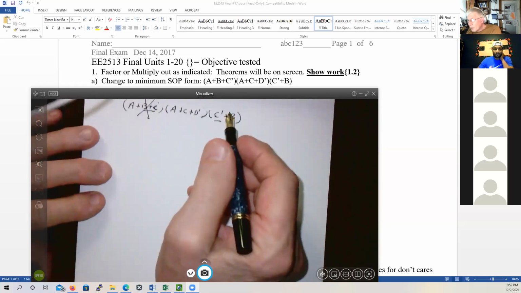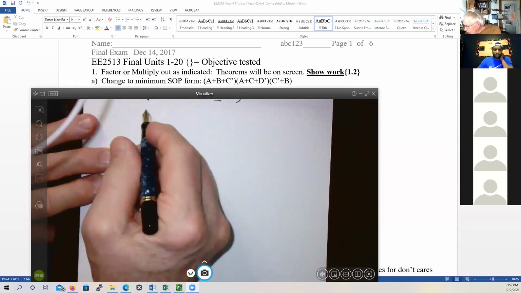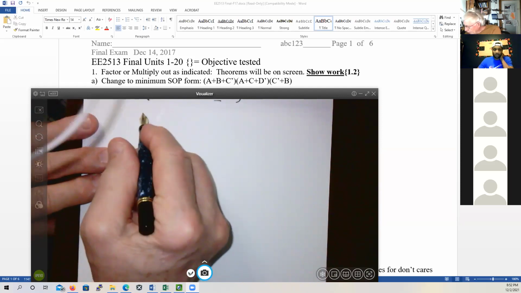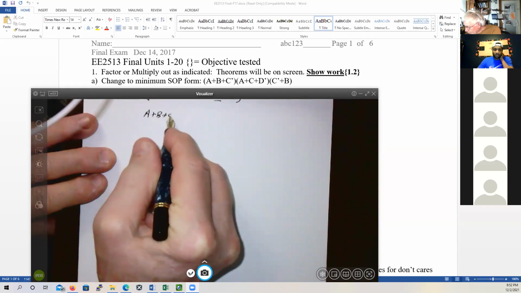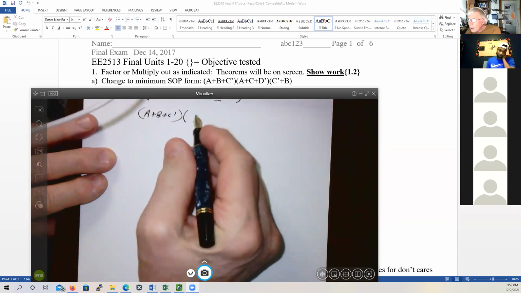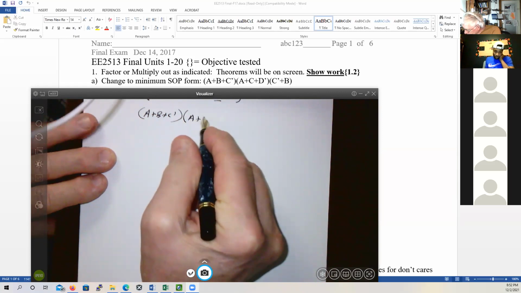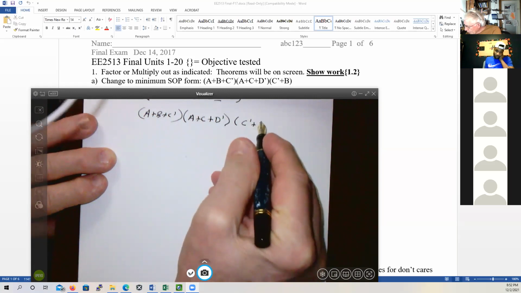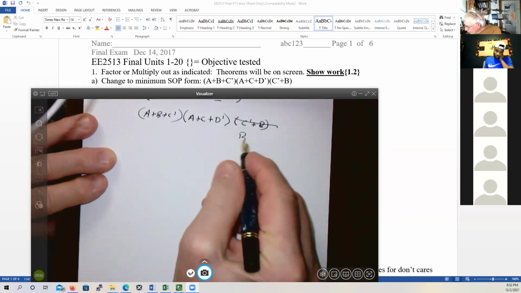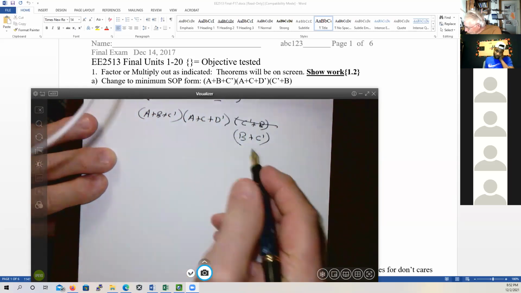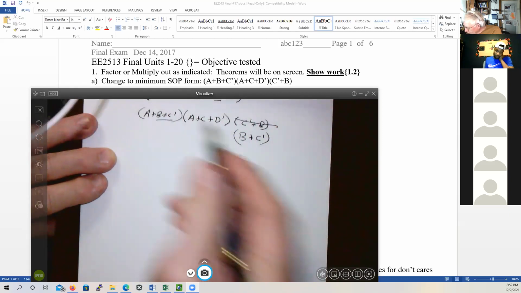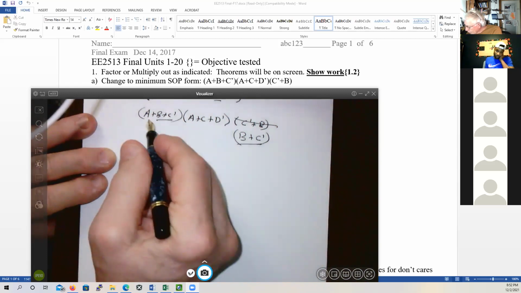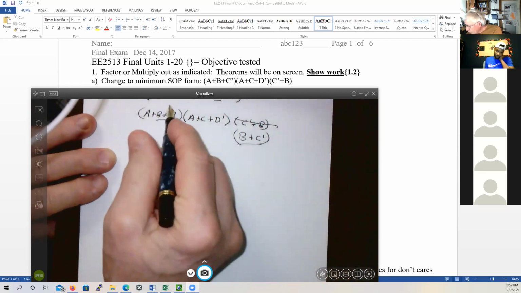Yeah, okay. Well, if you look at the equation, you have A plus B plus C prime, A plus B plus C prime, and then you have A plus C plus D prime. And then you have C prime plus B, but you could of course rewrite that as B plus C prime. Now look and see if you got a B plus C prime. Oh yeah, right there. Because this term is a subterm of this term, you can just delete it.